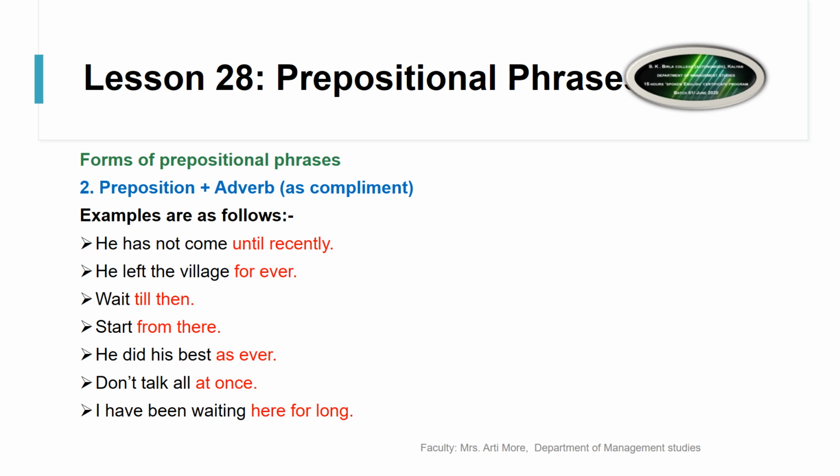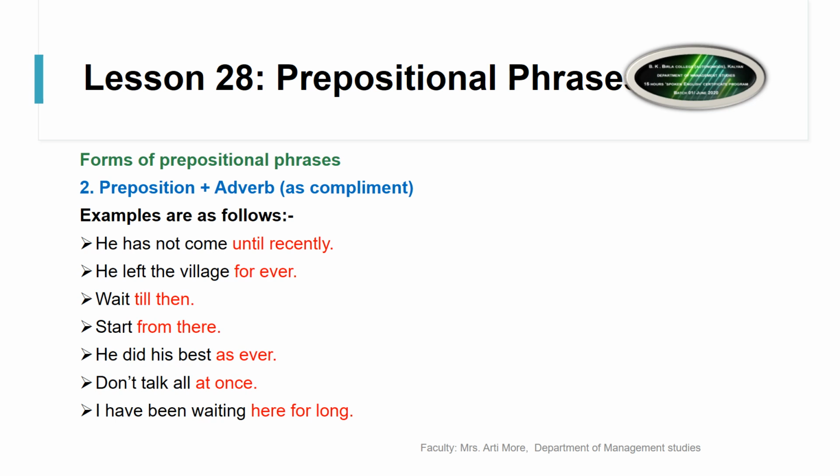Wait till then. Till is a preposition and then is an adverb. So till then is a prepositional phrase. Start from there. From is a preposition and there is an adverb. So from there is a prepositional phrase. He did his best as ever. As is a preposition and ever is an adverb. So as ever is a prepositional phrase.